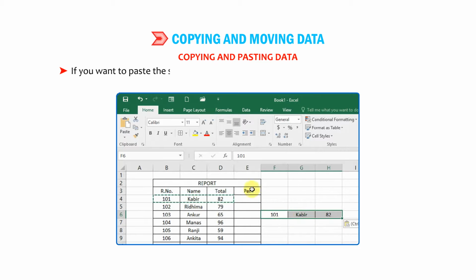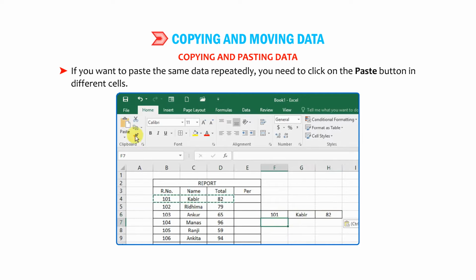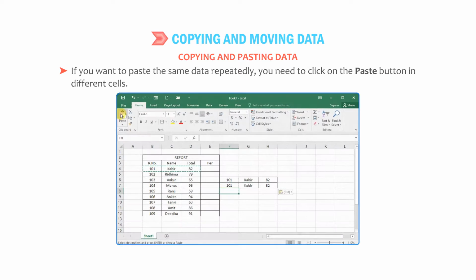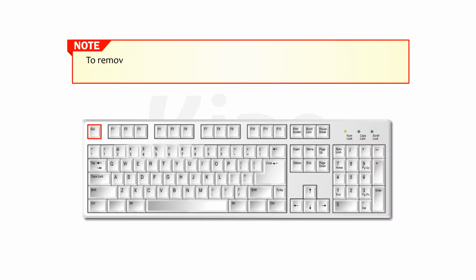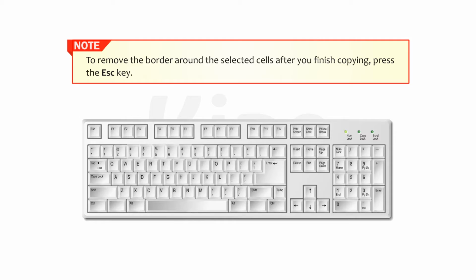If you want to paste the same data repeatedly, you need to click on the Paste button in the different cells. Students, to remove the border around the selected cells after you finish copying, press the Escape key.